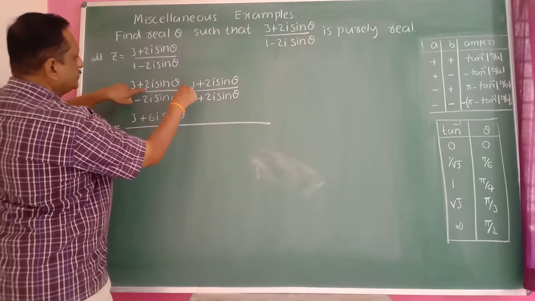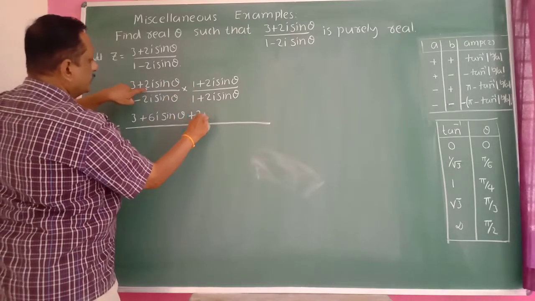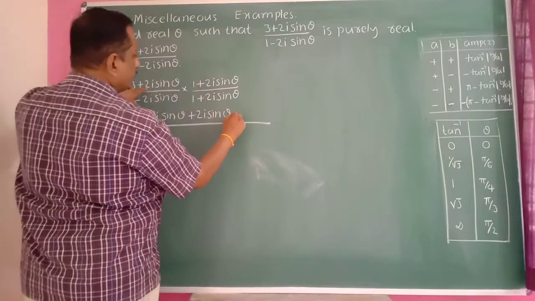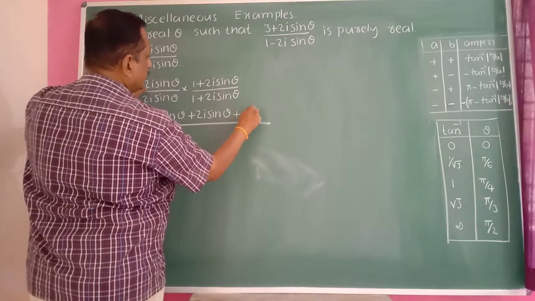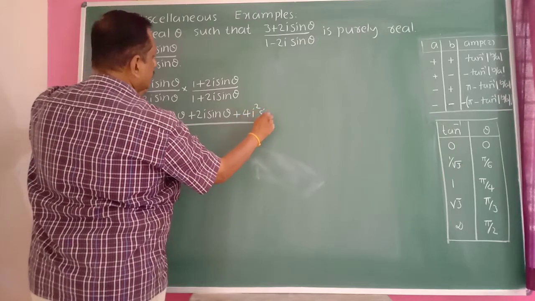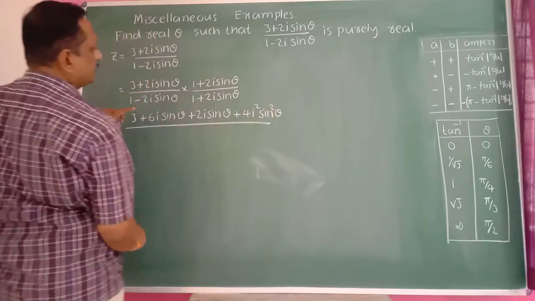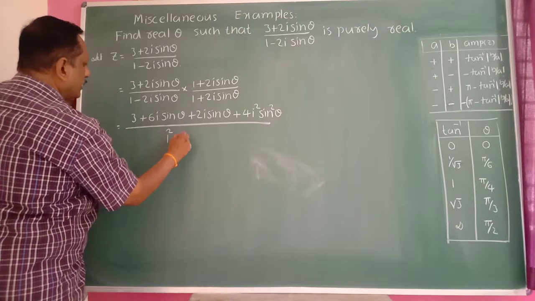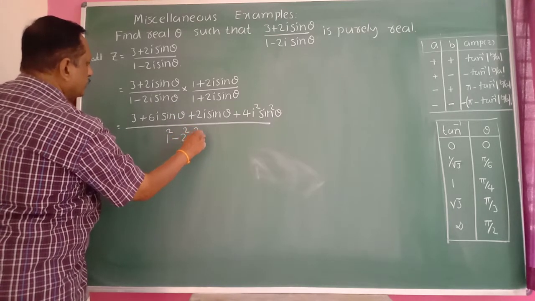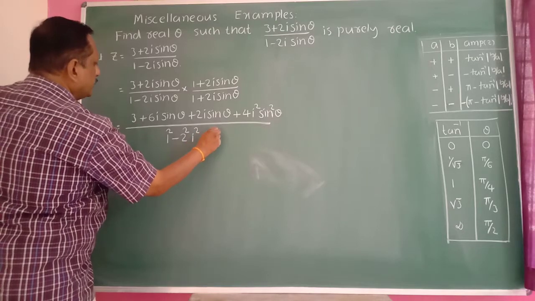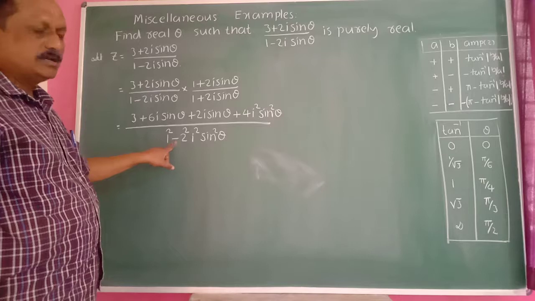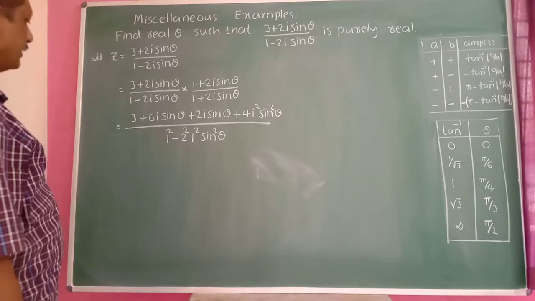Then this into this here, plus 2i sin theta. 2 twos are 4, so 4i square sin square theta. And the product of the denominators is 1 square minus 2 square into i square into sin square theta. Okay, product of the denominator using a square minus b square formula.